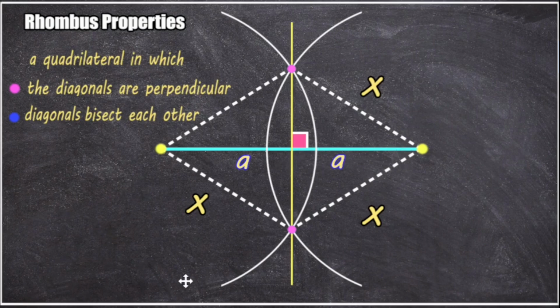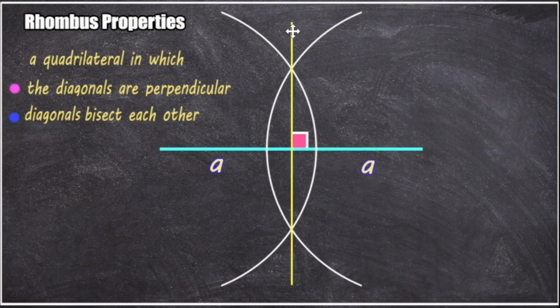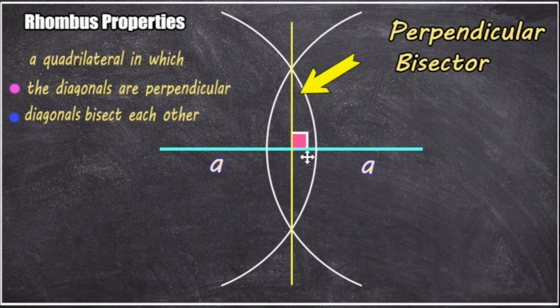And now if we remove everything apart from the original structure, we can see that in fact the yellow line is perpendicular and is a bisector of the blue line. So this is a perpendicular bisector, which is what we set out to prove.